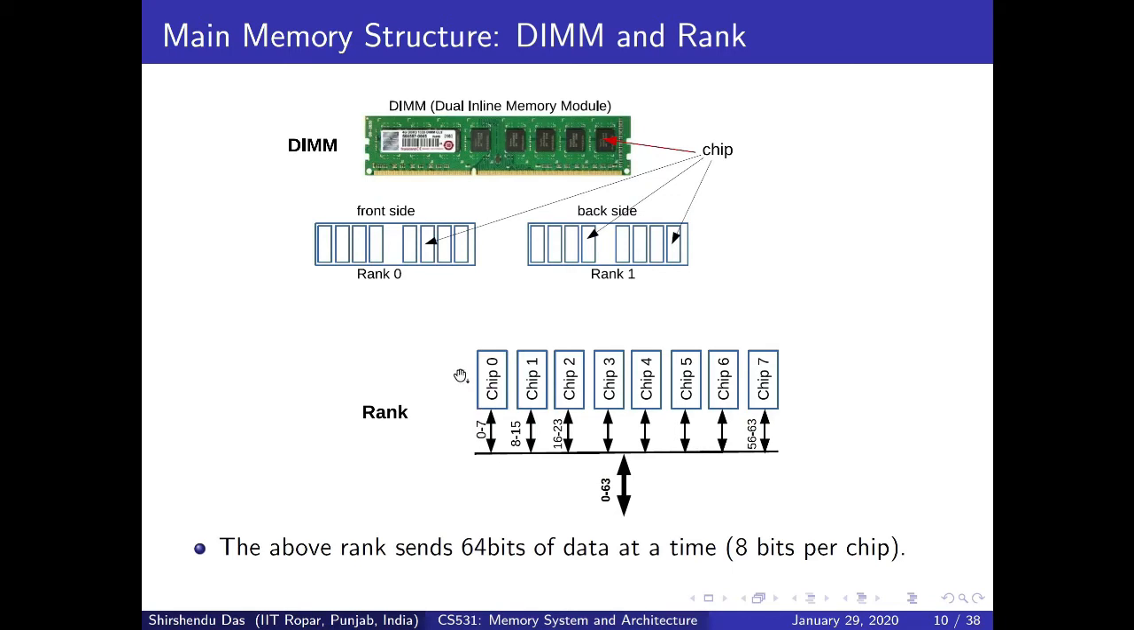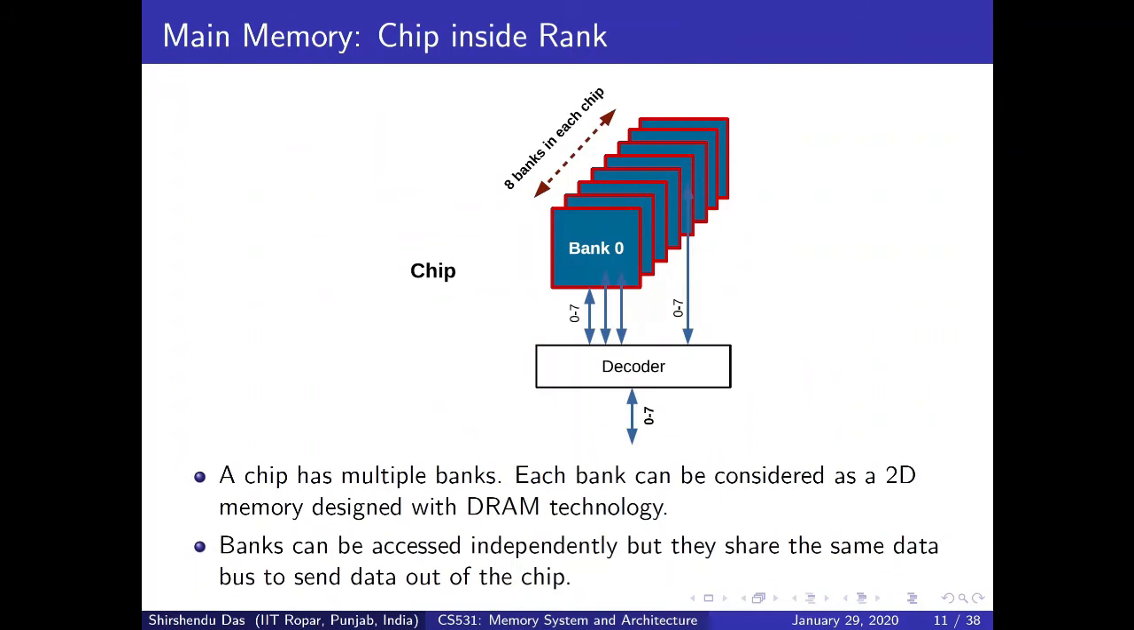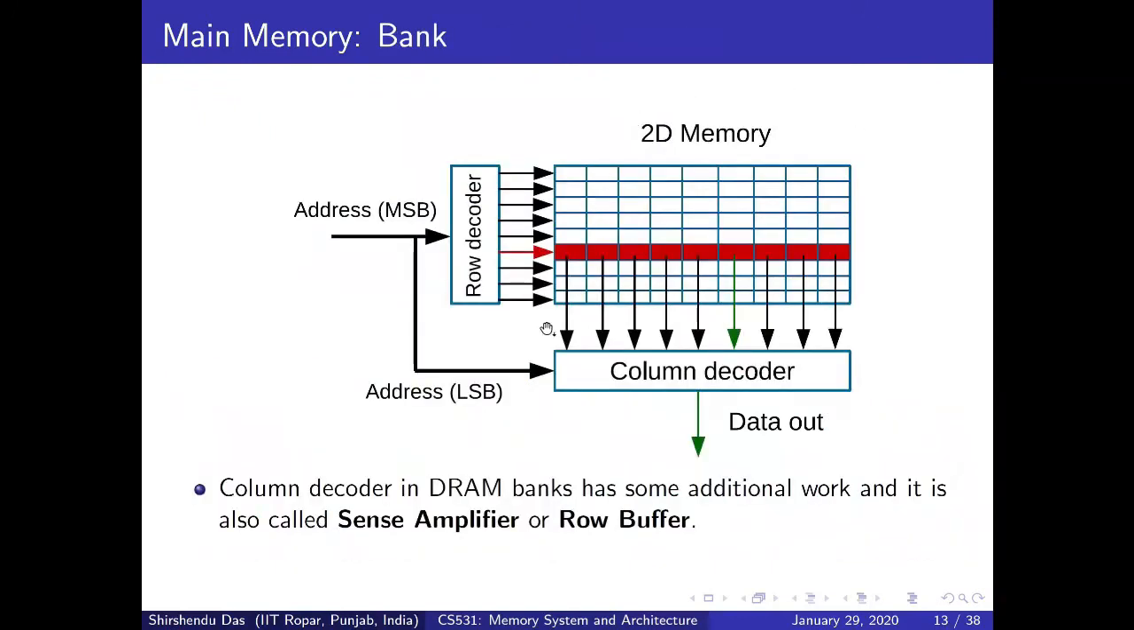So this chip 0, suppose it looks like this. There are multiple banks, and suppose this particular 8-bit information that we want from this chip is mapping to this bank, bank 0. Now bank 0 looks like this, and this particular 8-bit information is stored here in this column of bank 0.